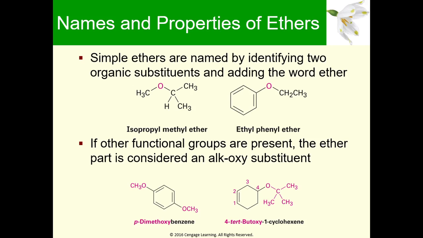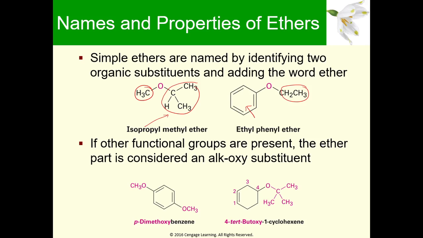So, how do we name ethers? Simple ethers are named by identifying the two organic substituents and adding the word ether. Like our example earlier, this one is your methyl, and this one is your meth, eth, prop. This one is called your isopropyl substituent. So it is named isopropyl methyl ether. This is our example earlier. This is the phenyl group, and this is your ethyl group. So this will become your ethyl phenyl ether.